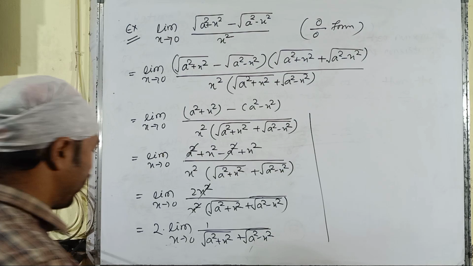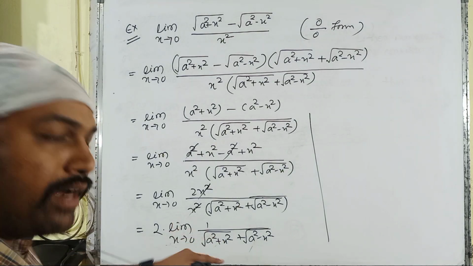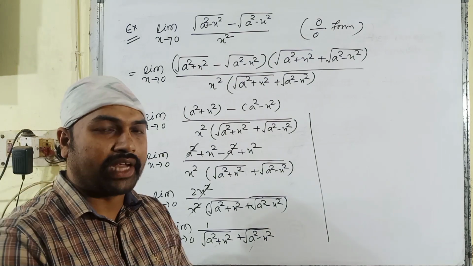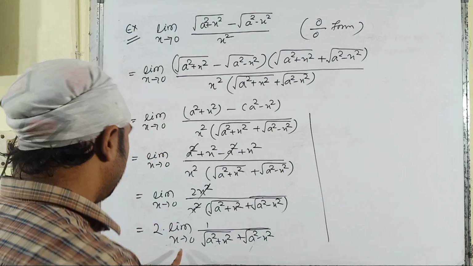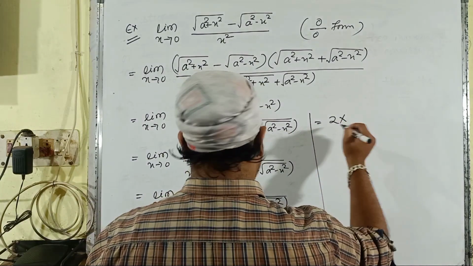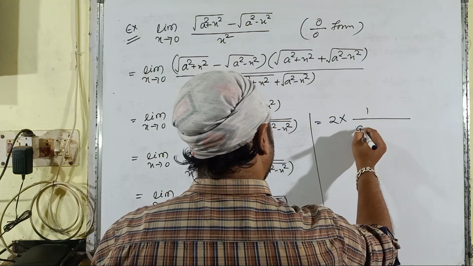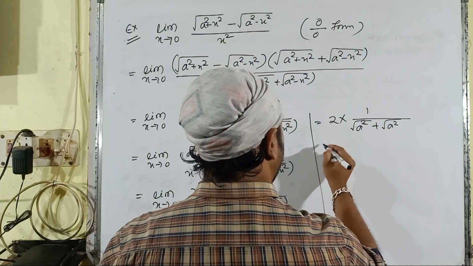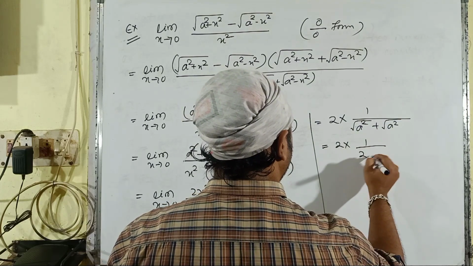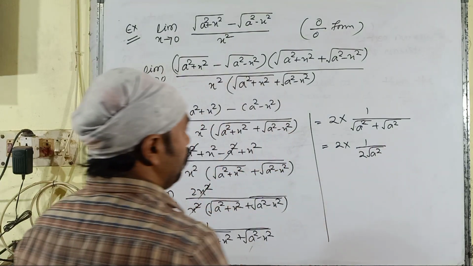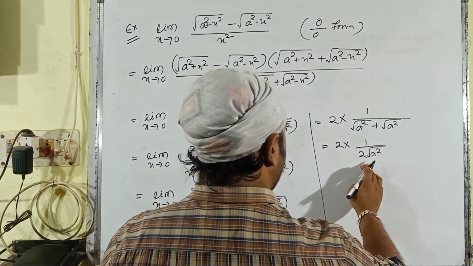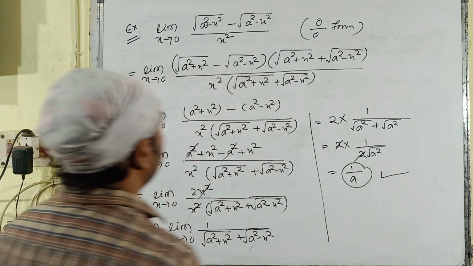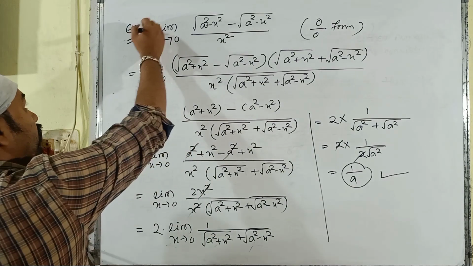Then just we have to put the value of x is equal to 0 here, because direct substitution method will be applied here, because if we are putting x is equal to 0 here, then it is not getting into the form of indeterminate. So it will be 2 multiplied with 1 upon square root of a square plus square root of a square. That means 2 multiplied with 1 divided by 2a. So it will be 1 upon a, and this is the answer for the problem number 3.